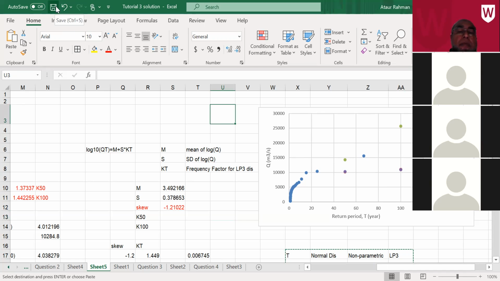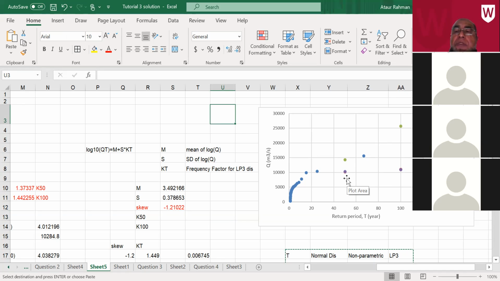Sir, excuse me, sir. Why are you thinking that non-parametric is better? Because we see the observed data is this blue color, and you see the non-parametric is really trying to follow that observed data line. And your normal and your LP3 are quite a big underestimation, downward. This is happening due to a lot of smaller flood data in the series.